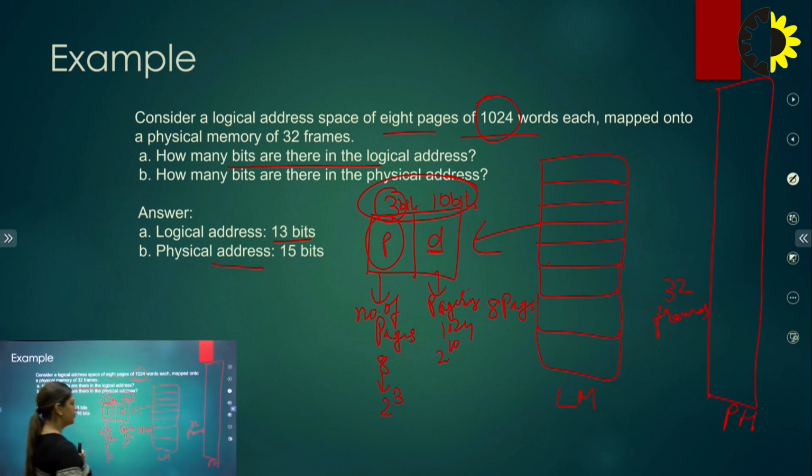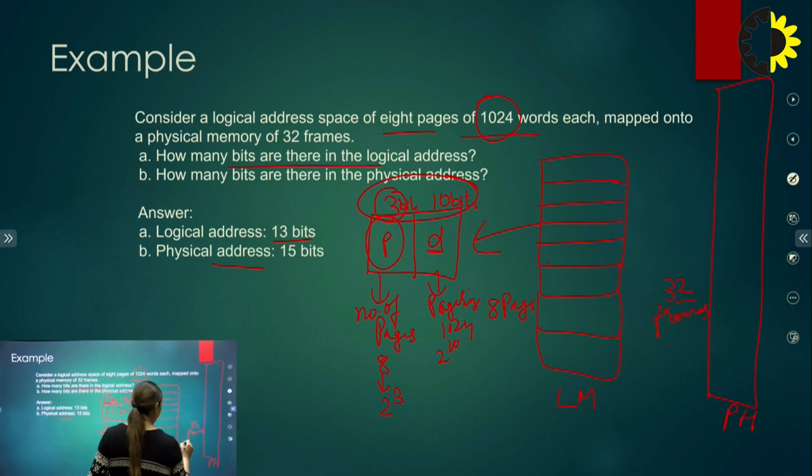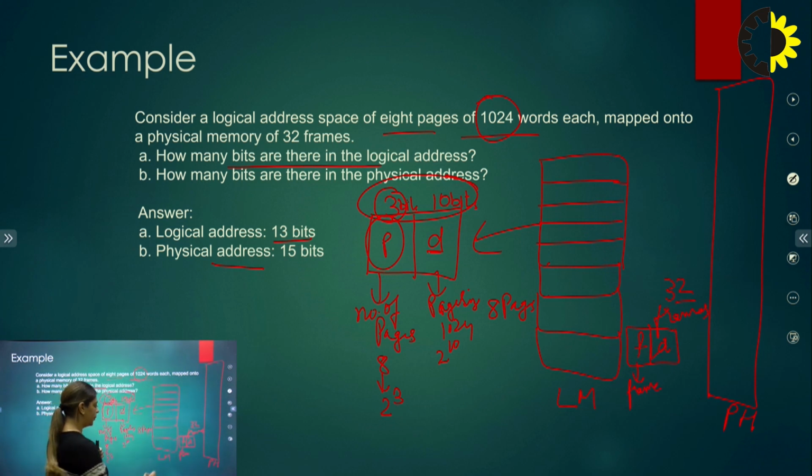In the physical address we have 32 frames. Right? 32 frames means 2 raised to power 5. Now frame number and D make up the physical address. Right? This will come from frame numbers. 32 means 2 raised to power 5, right?